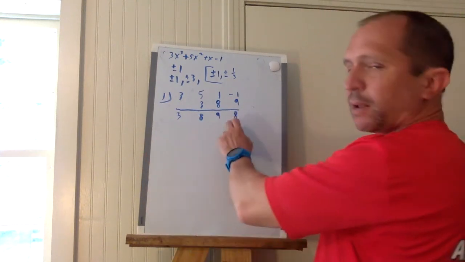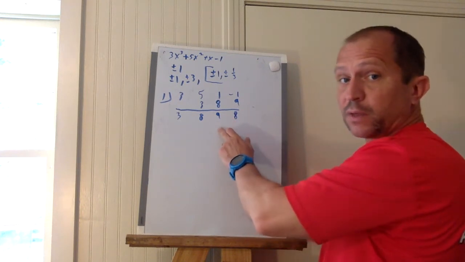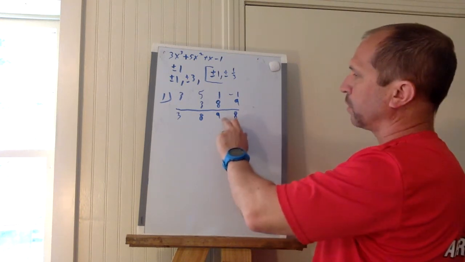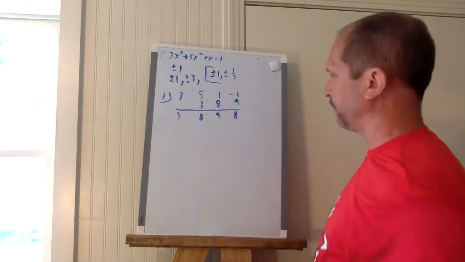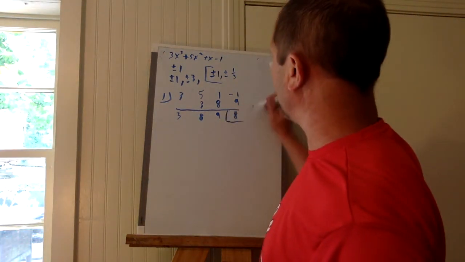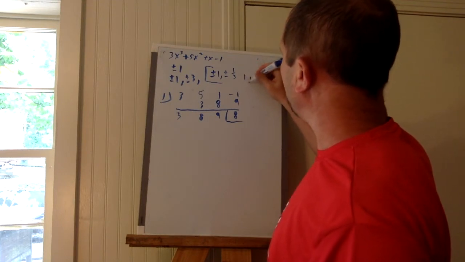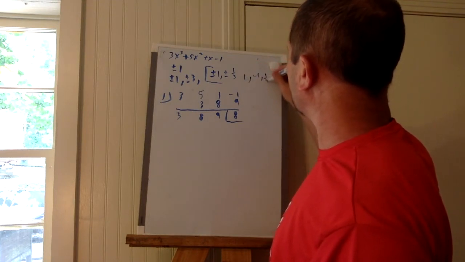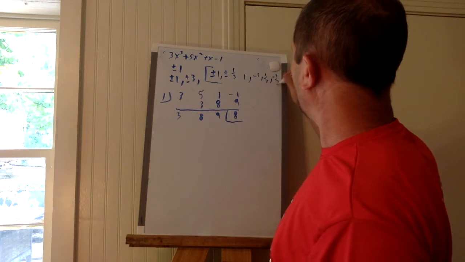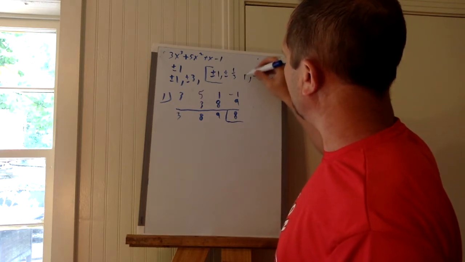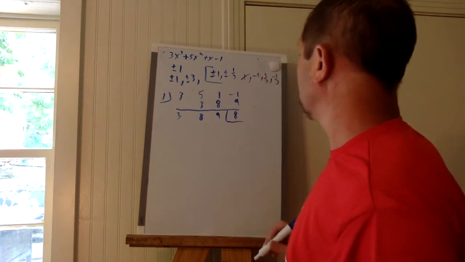And as you go, sometimes you could see early on that, hey, these numbers aren't going to work. So if you ever get to one that you know isn't going to work, you can stop before you get to the actual end. So we have 1, negative 1, 1/3, and negative 1/3. Now I know that 1 is not going to work, so I can cross it out.